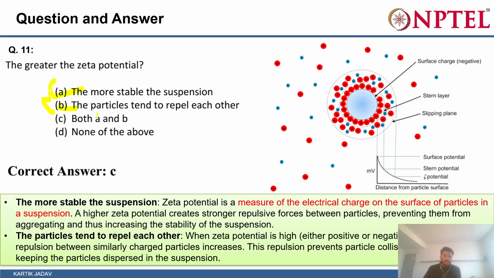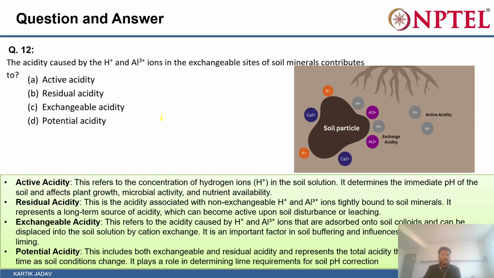So A and B are wrong. Acidity caused by hydrogen and aluminum ions in exchangeable sites. Hydrogen and aluminum ions generally cause acidity, right? The correct answer is option, oh sorry, it is at exchangeable sites. If it is happening in exchangeable sites, then it's called exchangeable acidity, right? Because residual acidity is associated with the non-exchangeable hydrogen and aluminum ions, tightly bound to soil.